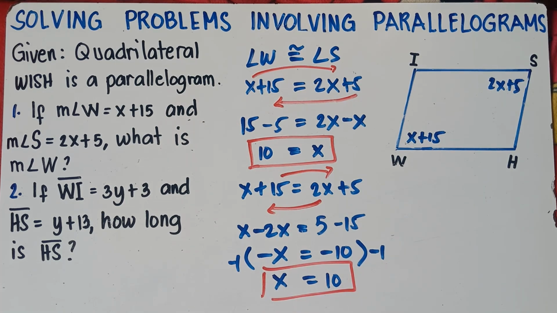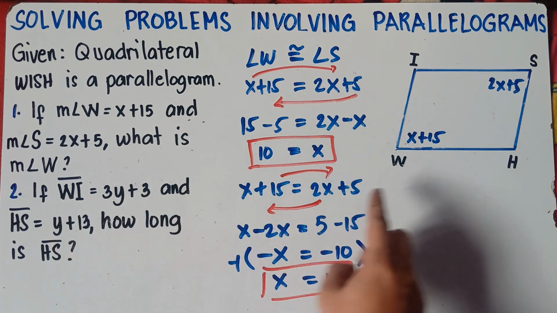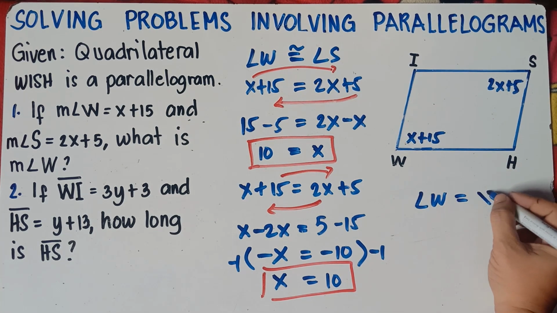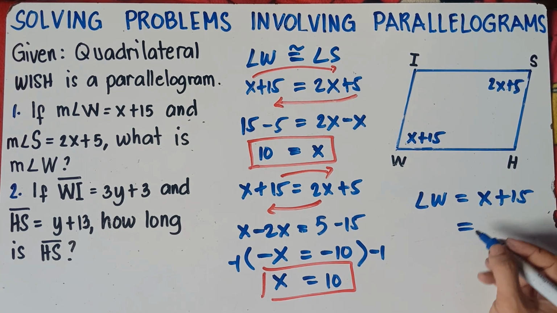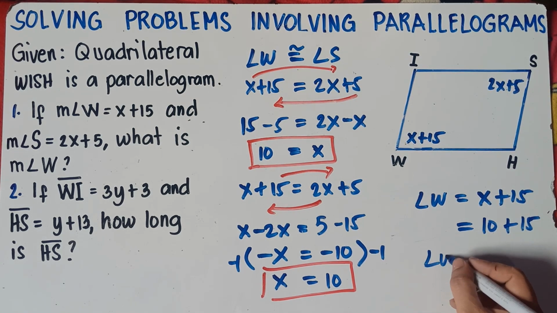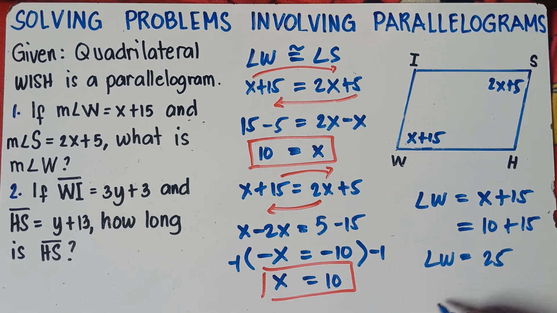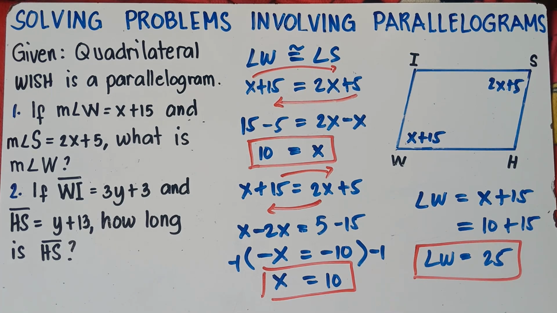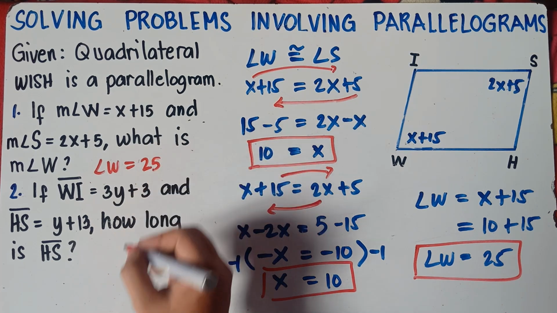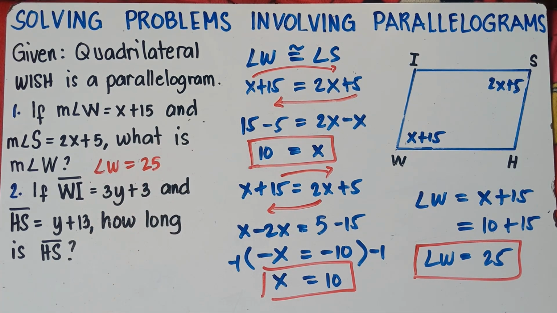We're not yet done because we need to find the measure of angle W. The angle W is equal to x plus 15. We already have the value of x, that is 10. So substitute the value of x: 10 plus 15. So angle W is equal to 25. That's it, class. That's the answer for number 1. Angle W is 25. Easy, right? Alright, so let's try number 2.